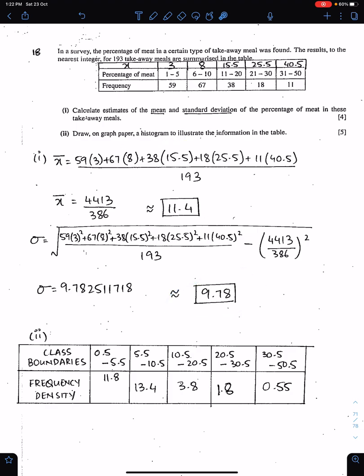Now histogram. For that you have to construct this table. So get the class boundaries first and then get the frequency density. Frequency density is frequency upon class width. So class width is 5.5 minus 0.5 is, I guess, 5. So you just need to divide 59 by 5 and so on. Get the class width from class boundaries.